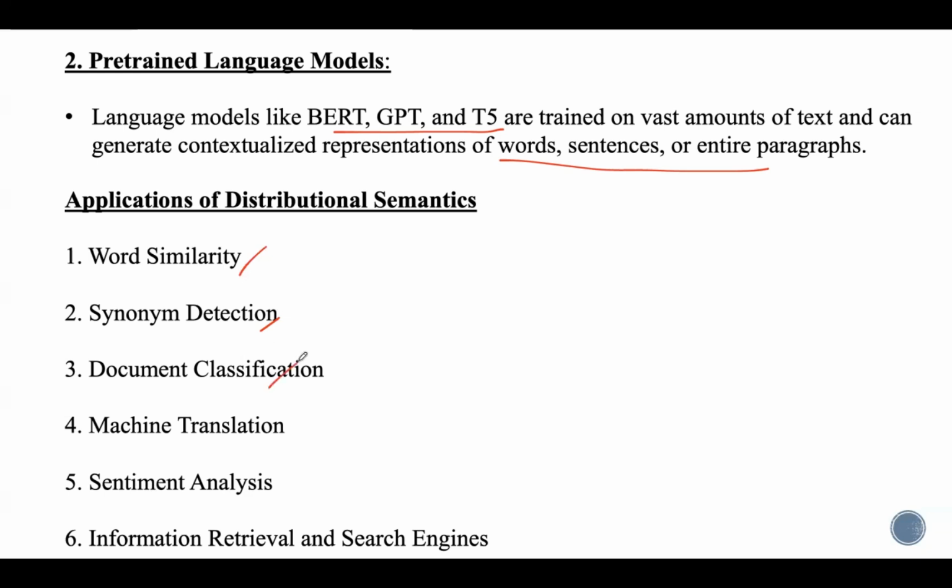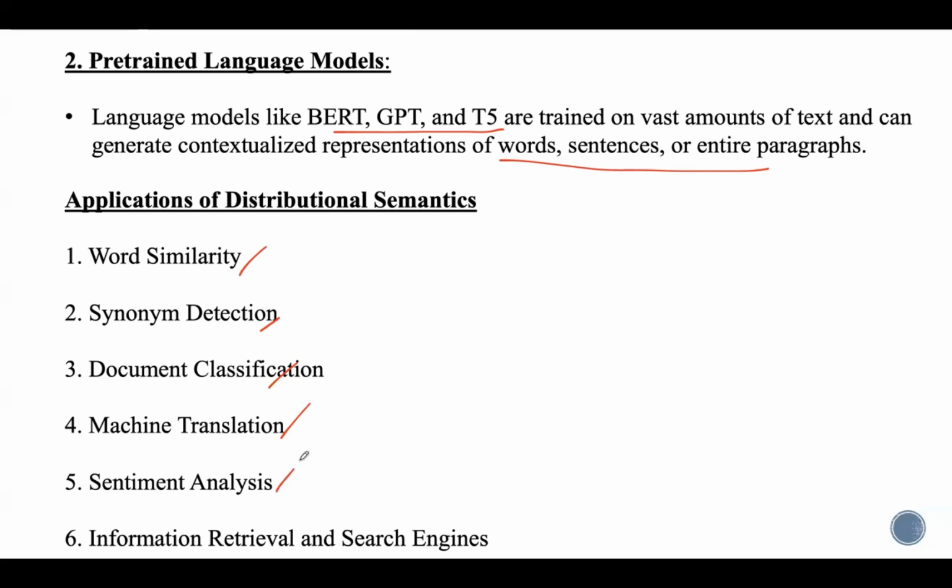Then document classification. By representing words as vectors and then averaging or otherwise aggregating these vectors to represent documents, we can classify documents based on their content. This is mainly useful in tasks like sentiment analysis, topic modeling and more. And machine translation. Distributional semantics mainly helps map words across different languages by analyzing how words co-occur in each language corpus. This is the most important thing in models like word2vec based machine translation, which learns the mappings between word embeddings of different languages.